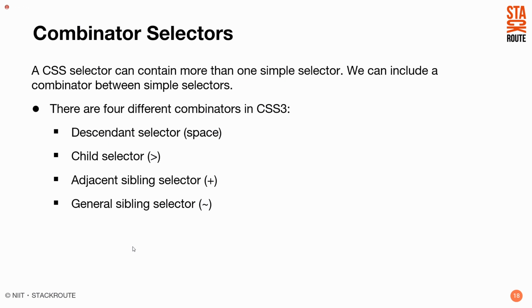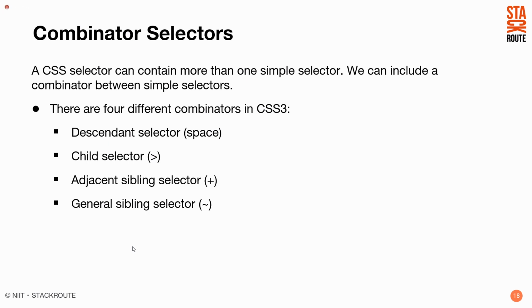Listen carefully. A CSS selector can contain more than one simple selector. So in nesting style, multiple elements can have the style applied, which is defined based on our requirement. We have 4 different combinator selectors in CSS.